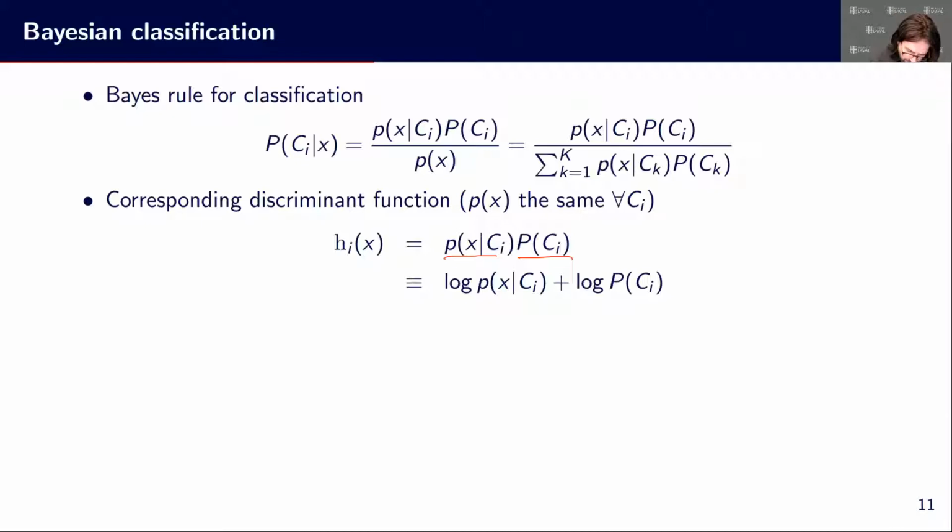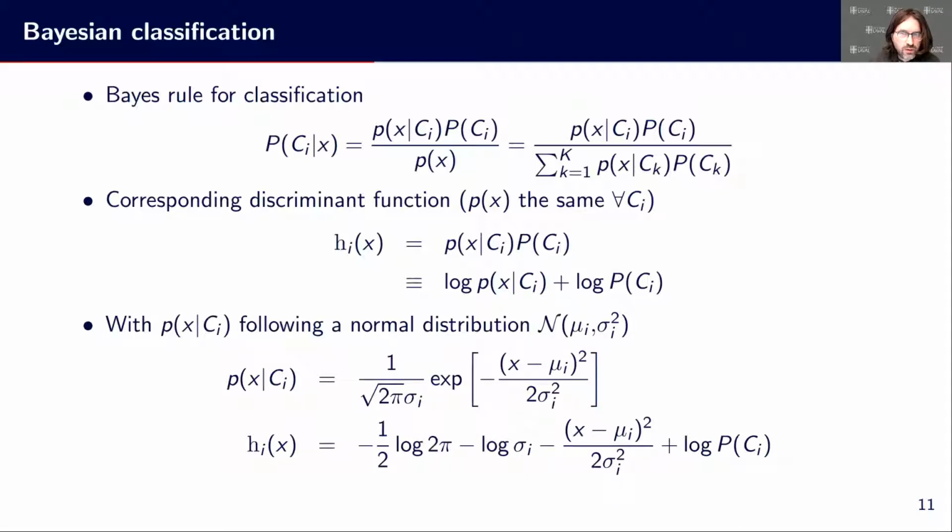Applying the log, we are changing the function, but that's okay in the sense that it is not changing the order. What was the maximum h_i will be the same. It's just that we are applying the log on h. So we've got log of p(x given Ci), the likelihood for class i, plus log of the prior. By applying the log, we got into that formulation.